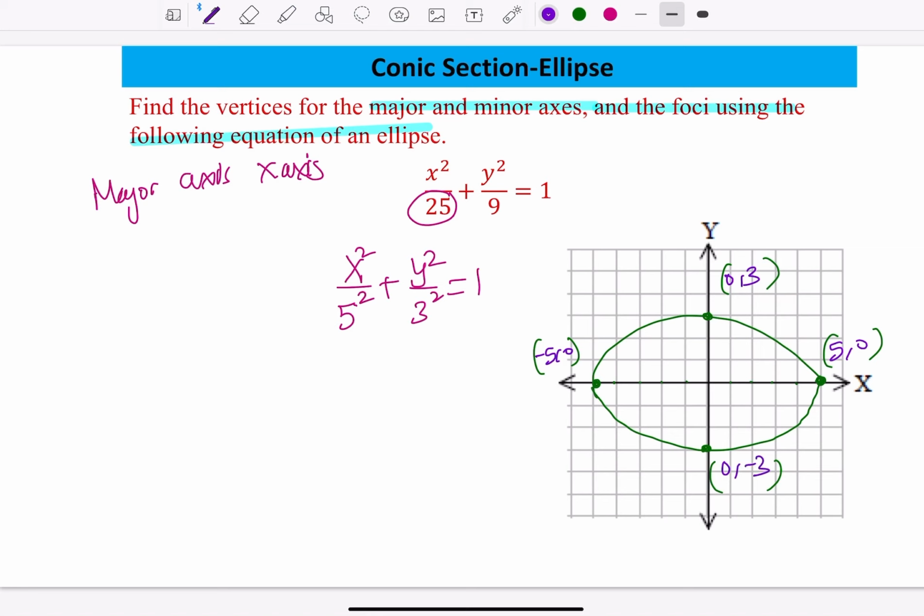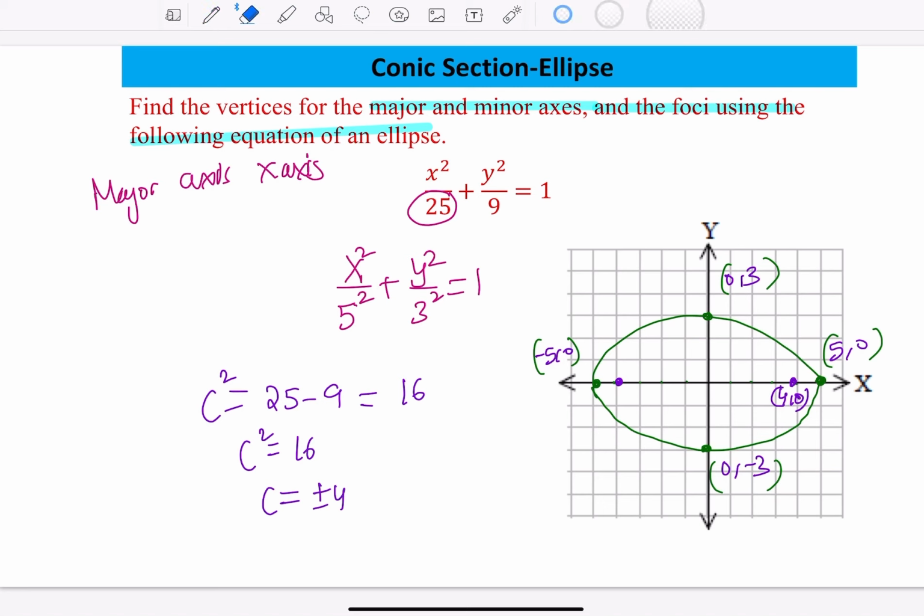Next, we want to get the foci. To find the foci, we need to use the relationship c squared equals a squared minus b squared, or the bigger number minus the smaller number. c squared equals 25 minus 9, which is 16. c comes out to be plus or minus 4. So my foci will be 4, 0 and negative 4, 0. That's all about the graph of this ellipse.